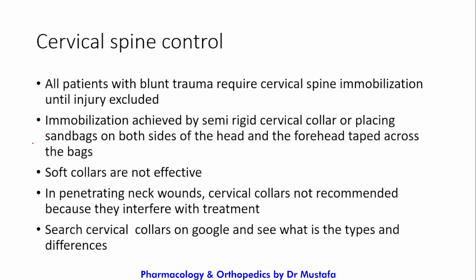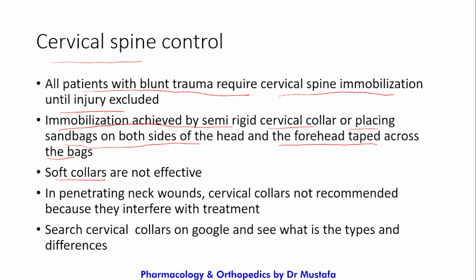So remember, with the airway comes the cervical spine control. So in the A there is airway and cervical spine control. All patients with blunt trauma require cervical spine immobilization until injury to the cervical spine is excluded by bilateral X-ray of the neck. Immobilization is achieved by a semi-rigid cervical collar, like the Philadelphia collar for example, or by placing sandbags on both sides of the head, and the forehead is taped across the bags.